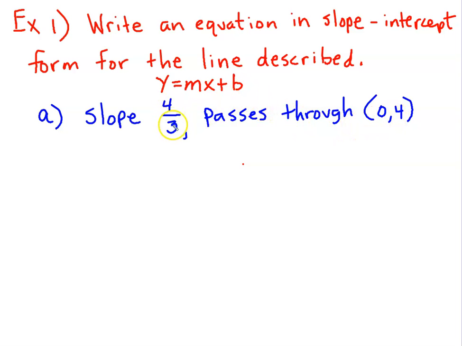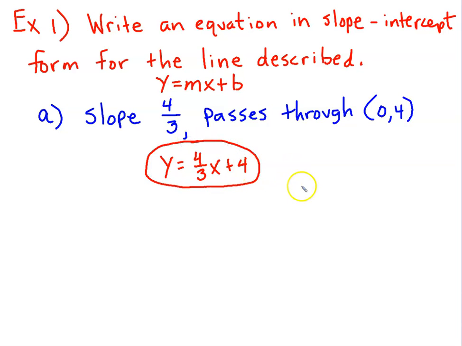So we know that m in this case is 4/3, and by virtue of the fact they gave us this ordered pair, we know that b is 4. And so, pretty simple. There's our answer for letter A.